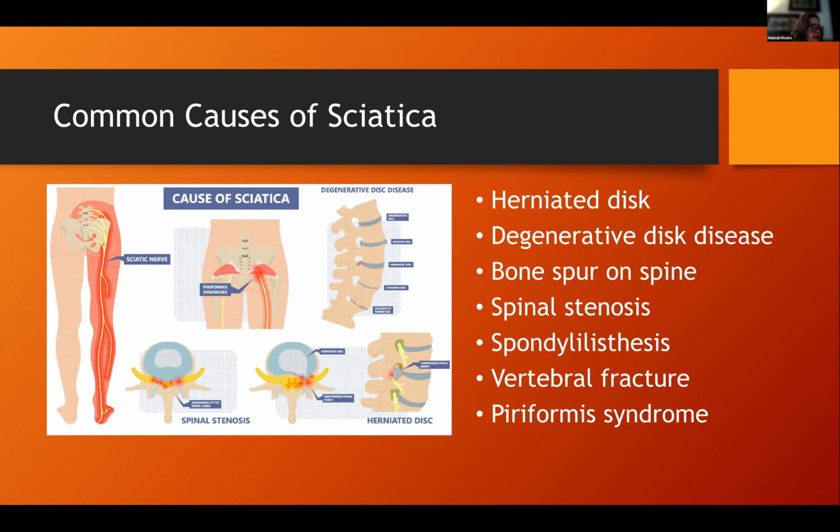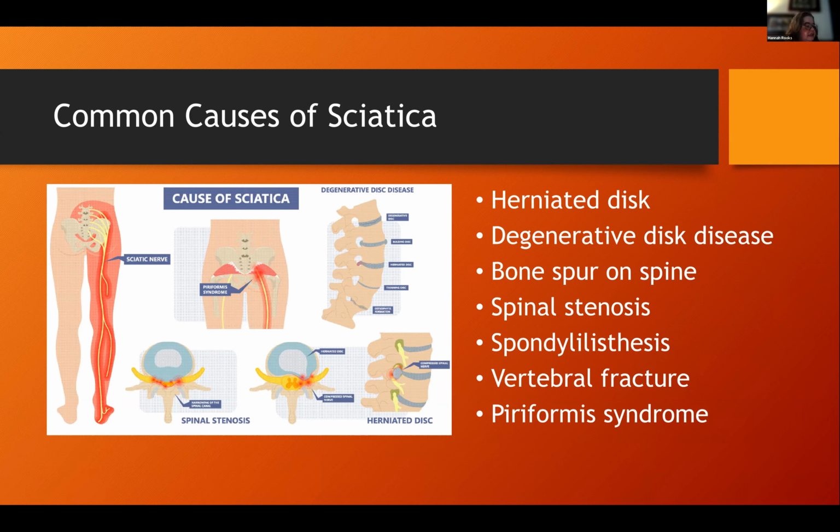Bone spur on the spine is another common cause. The bony projections develop along bone edges where the bones meet in joints or in the spine. And the main cause of bone spurs is joint damage from osteoarthritis. It narrows the space that the spinal cord runs through, and it can pinch the spinal nerve or its nerve roots and can cause weakness or numbness in the arms or legs.